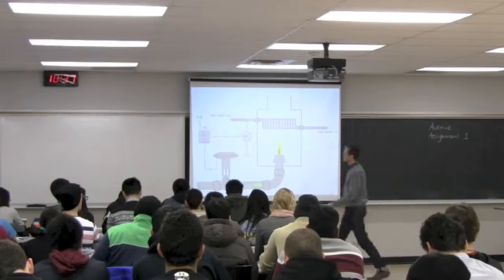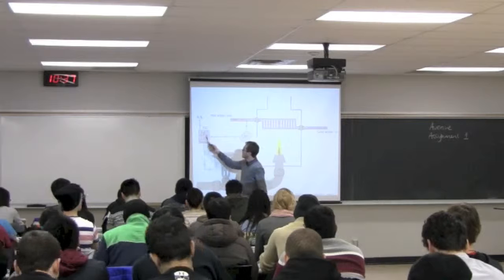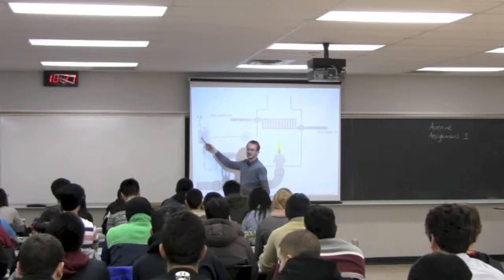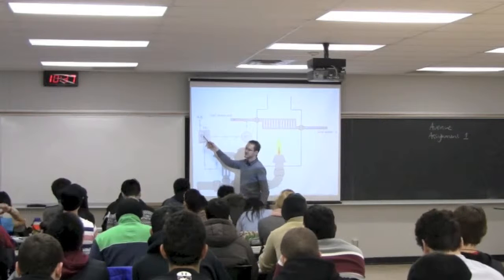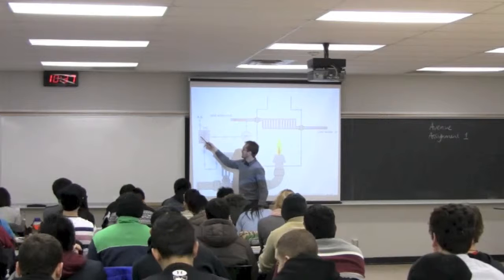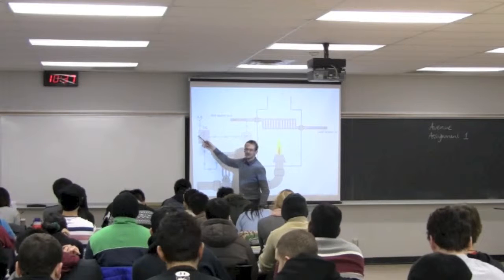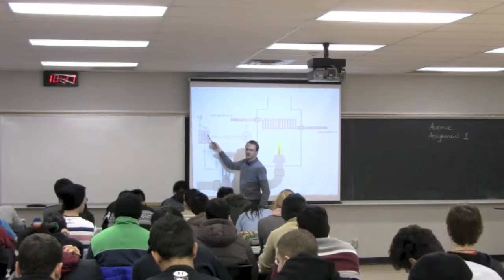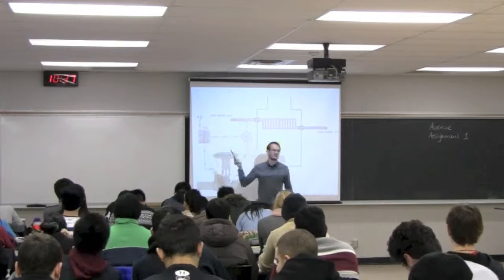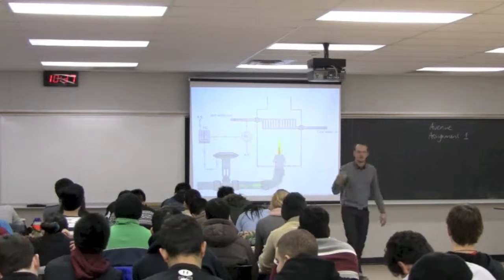So here's my control system. Notice the SP, the set point. If you've printed this out from the website and brought it to class, you can see the SP over there. And then you see PV. PV is sometimes used instead of CV: process variable, control variable.